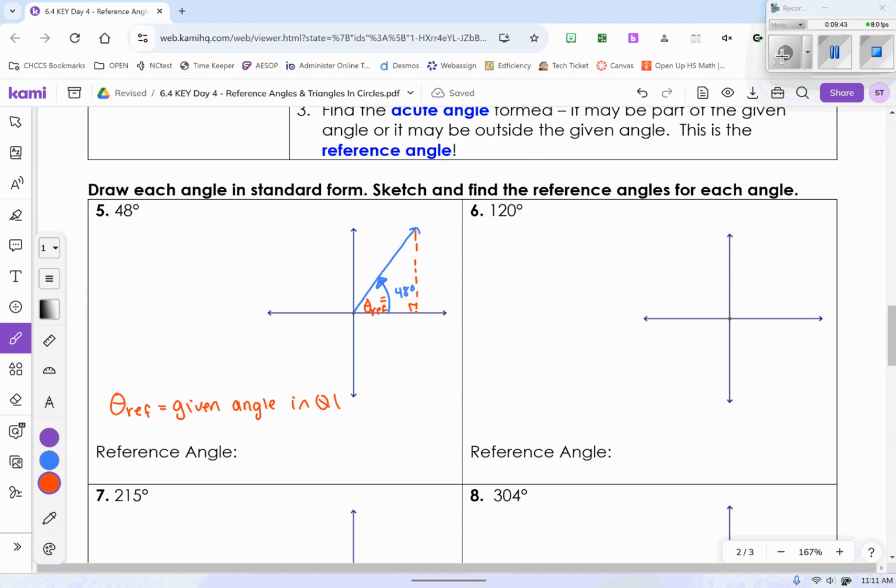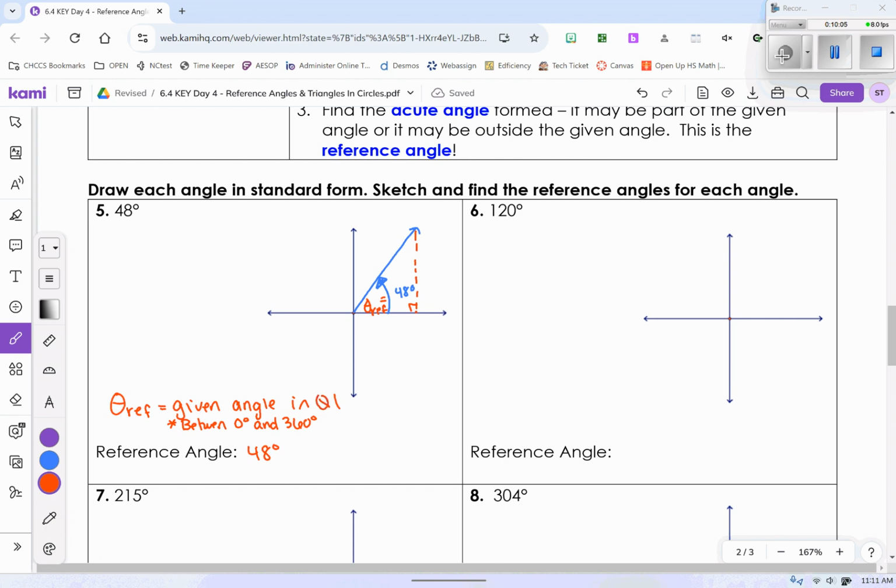When you're in quadrant 1. But again, note that the given angle has to be between 0 degrees and 360 degrees. Because if it was not, then you would first find the angle between 0 and 360 and then find the reference angle.